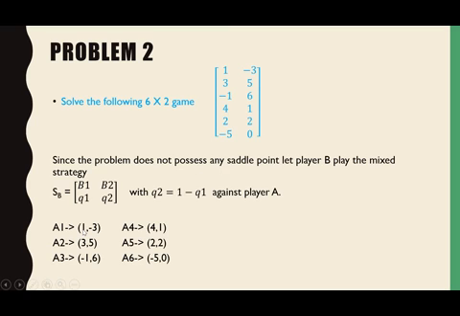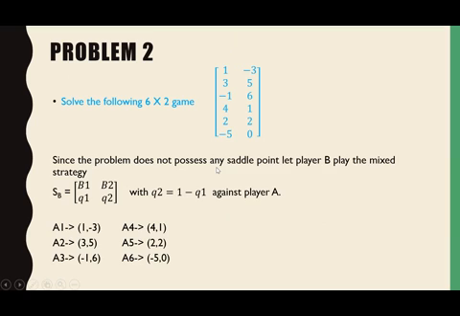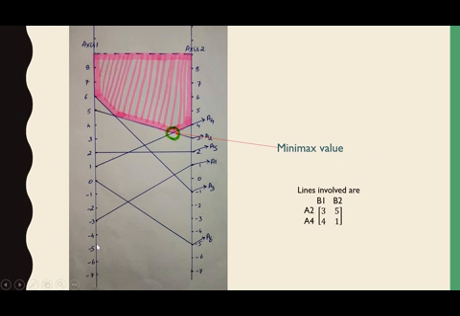Okay. Now the first line, A1, was 1 comma minus 3. 1 in axis 2 and minus 3 in axis 1. So I will draw a line. This is line A1. Okay. Next, for A2, what are the points? 3 and 5. 3 along axis 2 and 5 along axis 1. So this will be line A2.